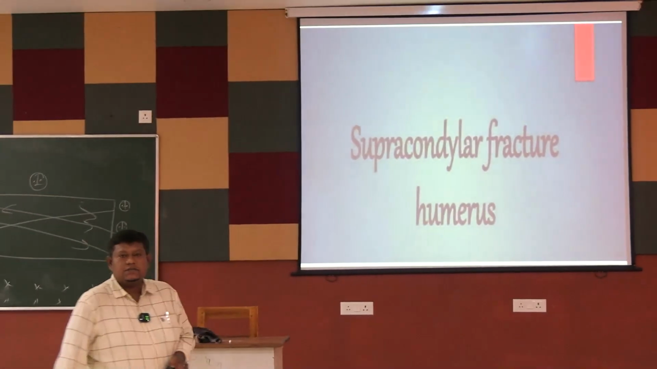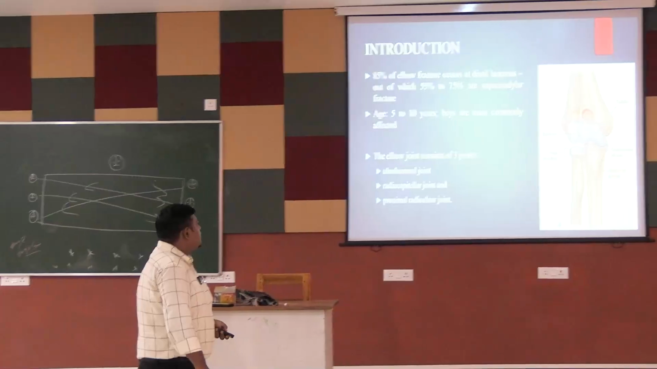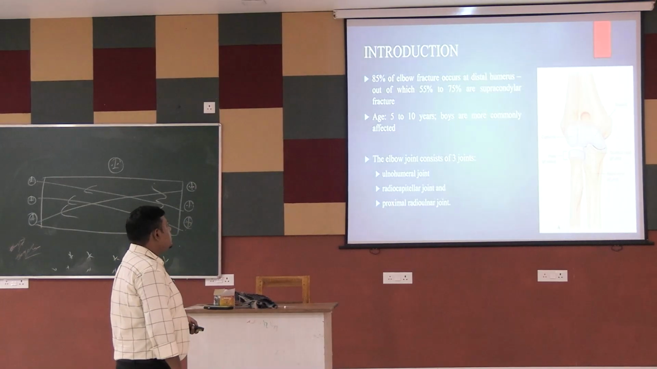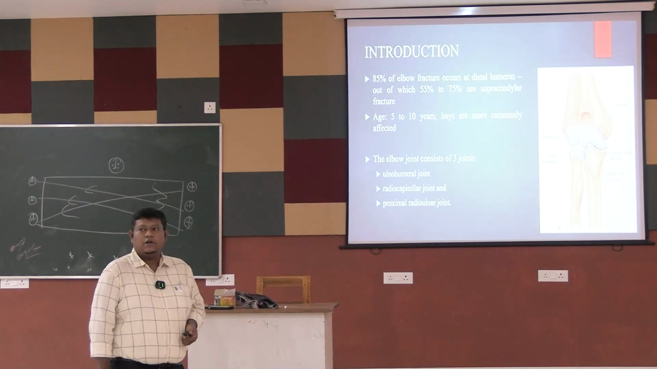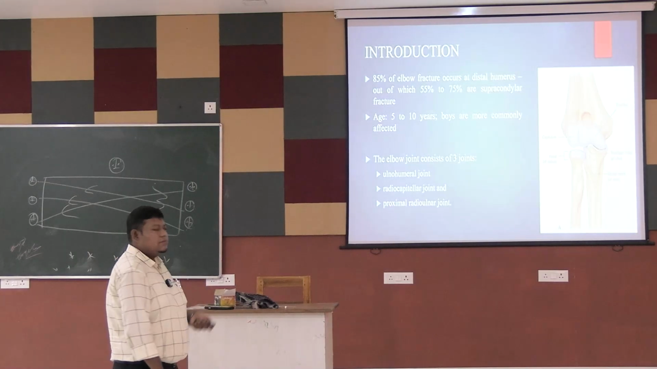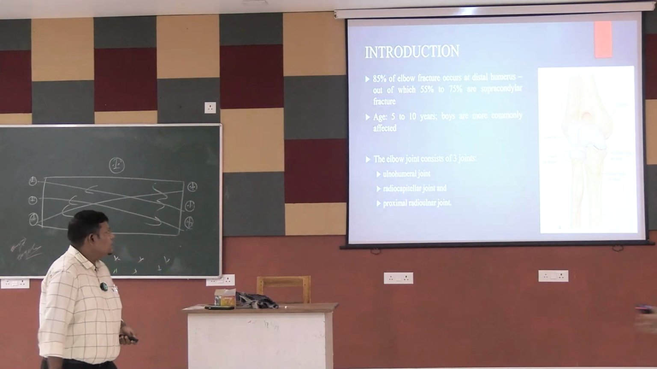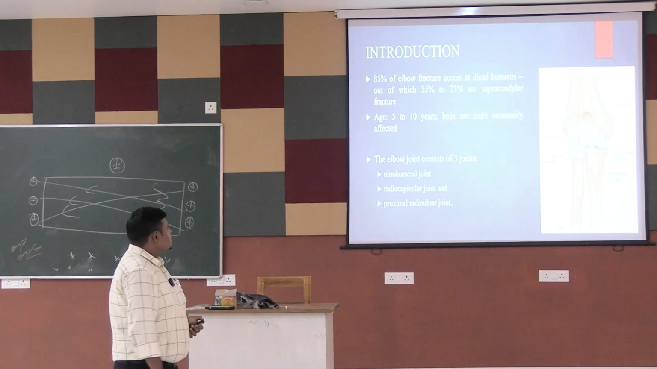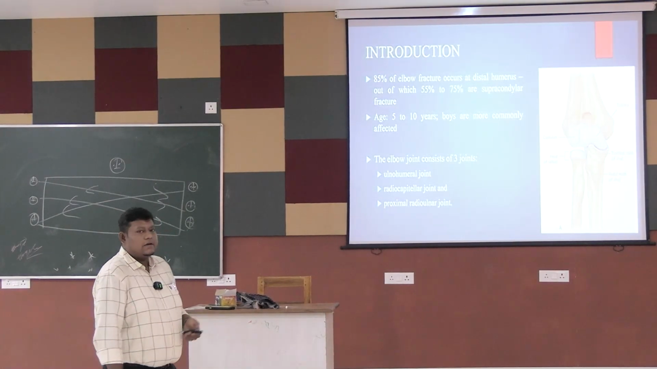So today our topic of discussion is supracondylar humerus fracture. First, a short introduction about the elbow fractures. About 85% of the elbow fractures occur in the distal humerus. Among them, about 55 to 75% are the supracondylar type. Now, the most common age group is 5 to 10 years. This is the pediatric age group.